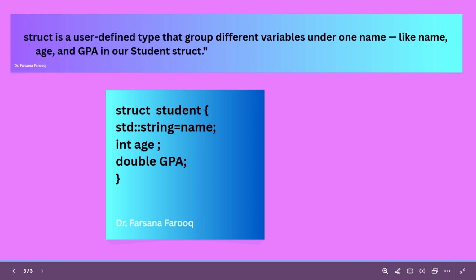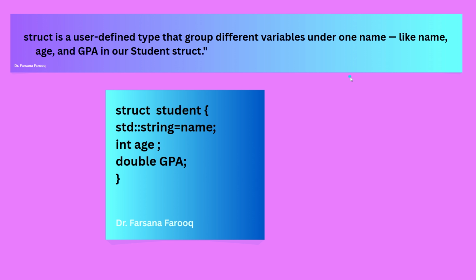Let's consider, suppose you want to put together the details of a student under a common name, we can define them within a structure. So this is the syntax. This is how we represent a structure in C++. Write the keyword struct, then mention the name of the structure. Open a curly brace. Inside the curly brace, we can incorporate the details of the student like name, age, and CGPA. Okay, now let's move on to the coding session.